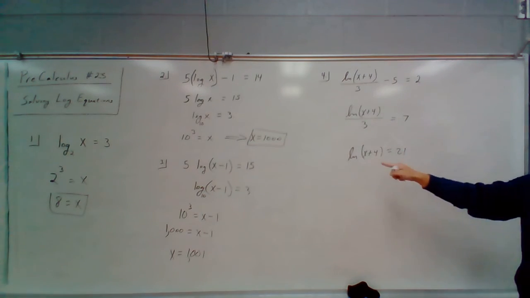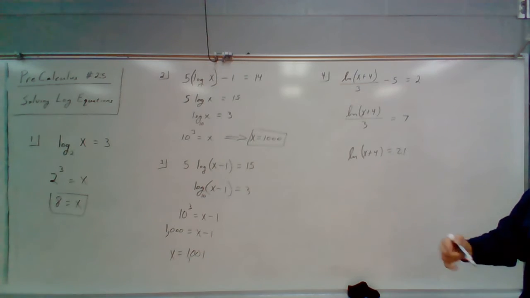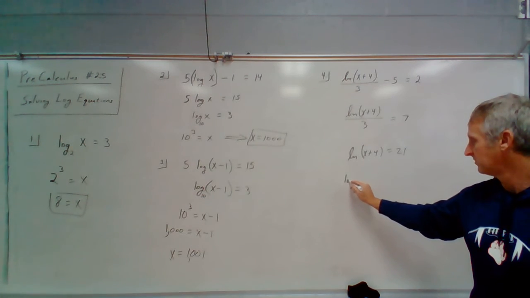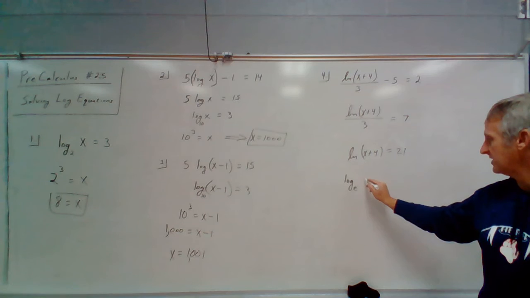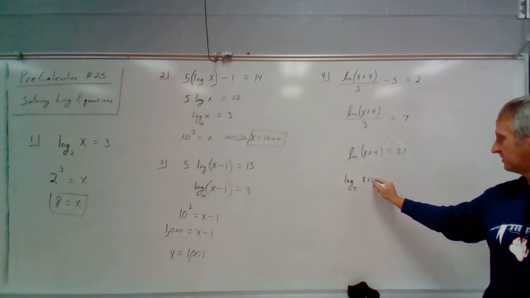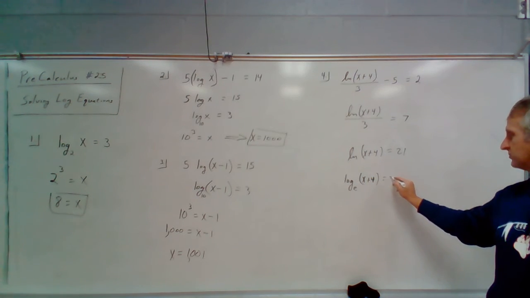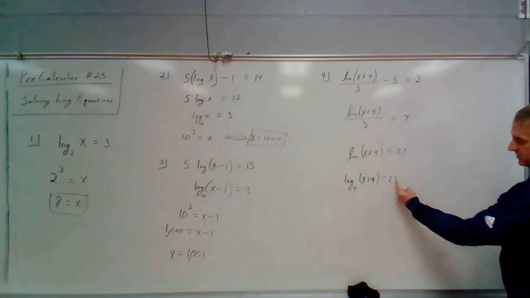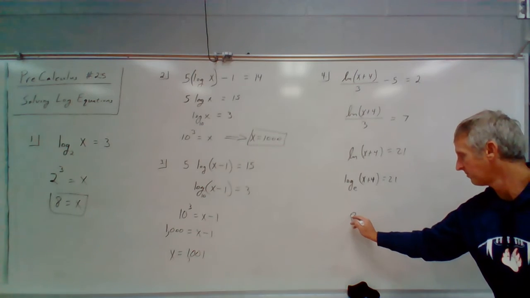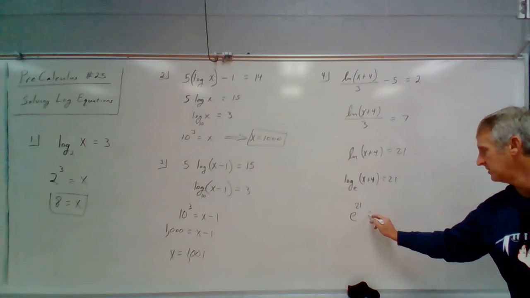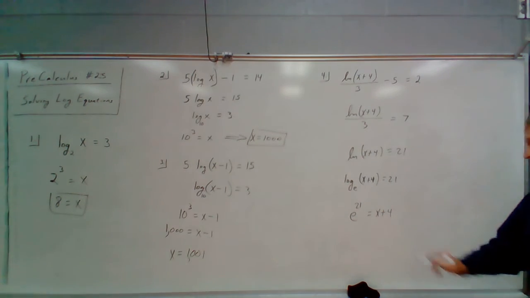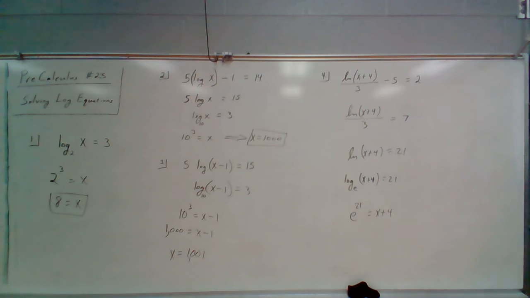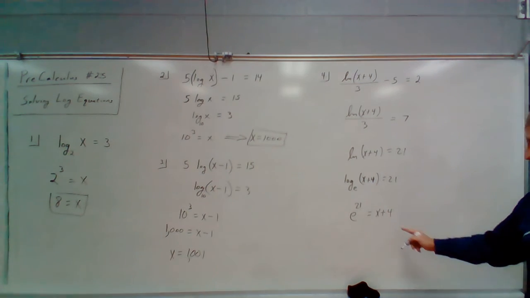So remember, natural log is just an abbreviation for log base e. So I'll actually write that out here. That's log base e of x plus 4 equals 21. All right, so by definition, e to the 21st power equals x plus 4. Now, of course, I have no idea what e to the 21st power is. It's some really huge irrational number. So we will just leave it as e to the 21st power.